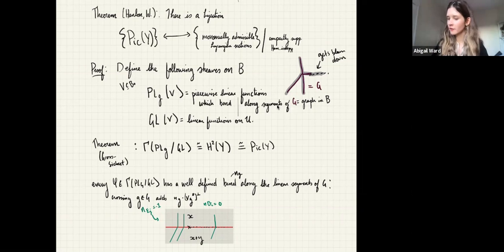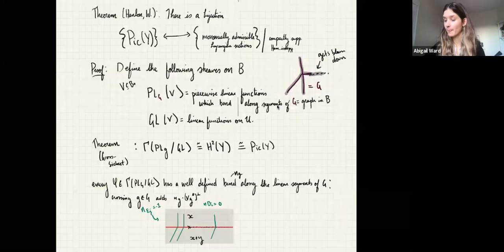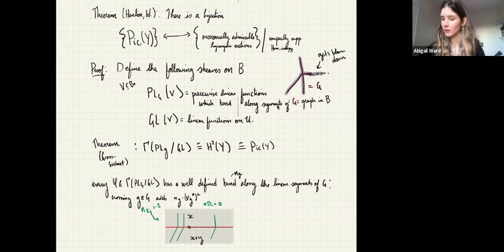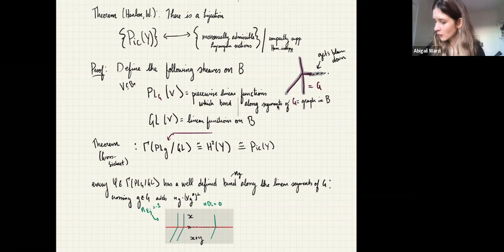Okay, then I can define two sheaves on B. First of all, I consider the sheaf of piecewise linear functions on B, which can bend along the segments of G. And then I consider the sheaf of just linear functions on U, that should be B. And the theorem is that if I take the quotient sheaf of PL_G mod GL, so I have to sheafify, so this is a quotient sheaf.